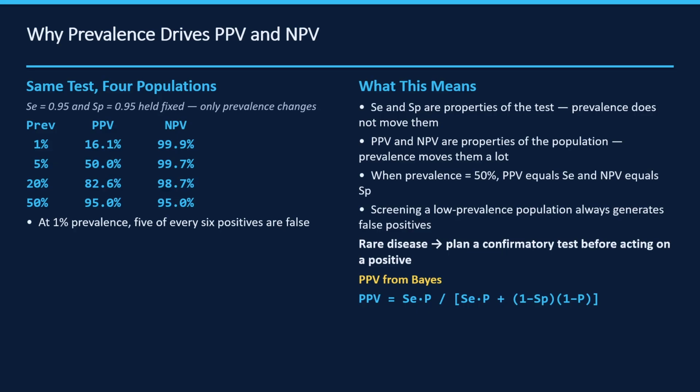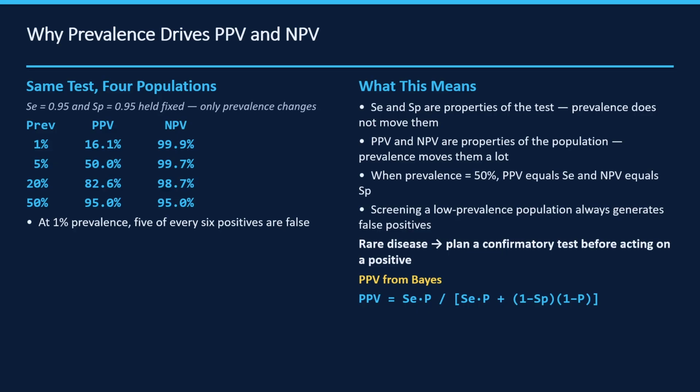At 5%, PPV is 50%, a coin flip. At 20%, it's 83. At 50% prevalence, PPV equals sensitivity, 95%. Notice what NPV is doing at the same time. It's beautiful when disease is rare, and it slides as prevalence climbs.